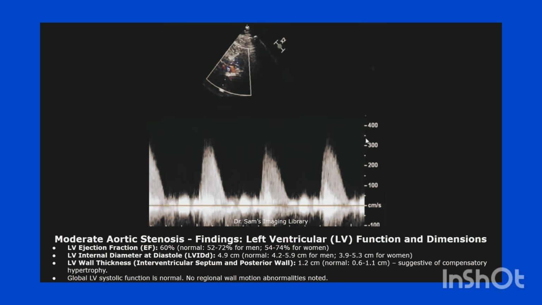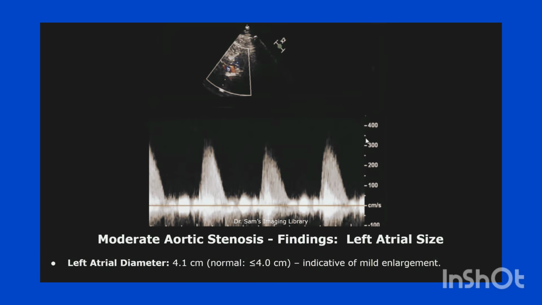Global LV systolic function is normal. No regional wall abnormalities noted. The left atrial diameter is slightly enlarged. It is 4.1 centimeters, indicative of mild enlargement.